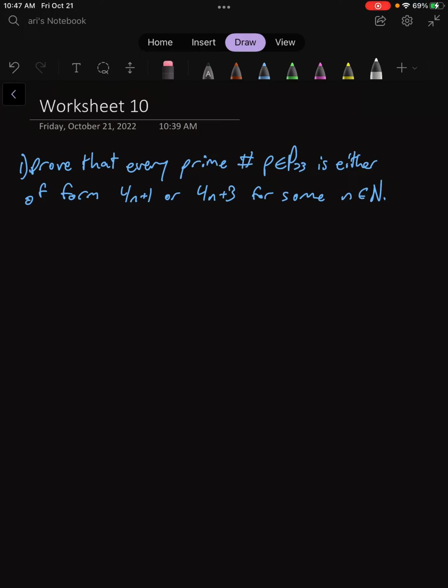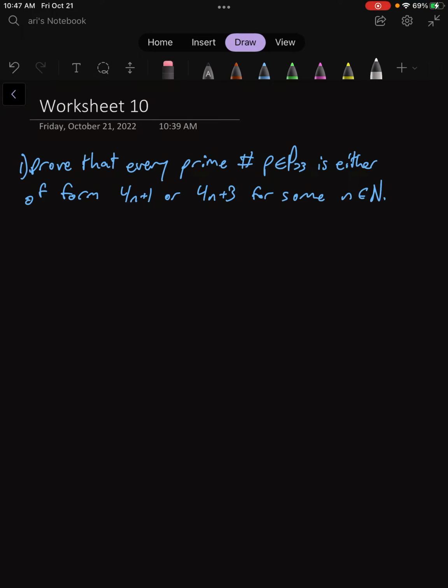So this first proof I'm going to do pretty quickly because we went over this one as a class, and I know not everyone is always able to attend lecture, but I'm just going to run through this one. So this one says, prove that every prime number p that's in the set of primes greater than 3 is either of the form 4n plus 1 or 4n plus 3 for some n that's a natural number.